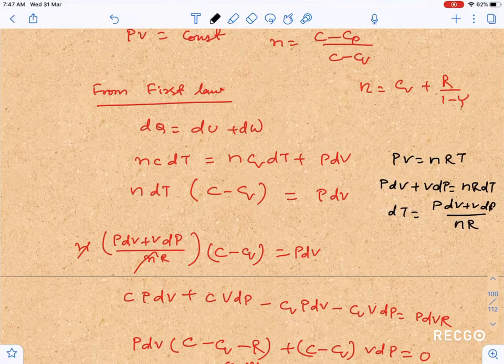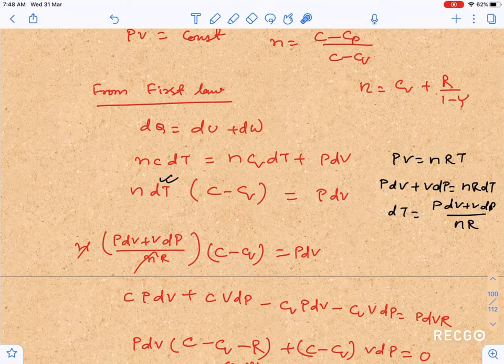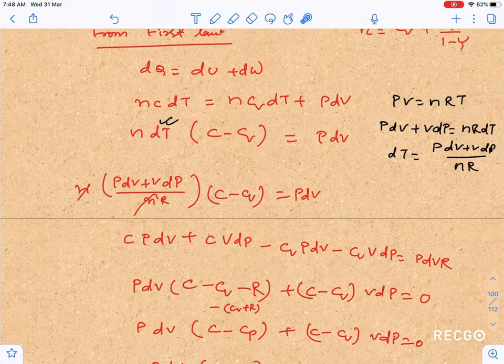That is why I have used this dT as pdV plus Vdp upon nR. So I have written n multiplied by dT, which is pdV plus Vdp upon nR, into C minus Cv. You can see that this n and n get cancelled out. Now I have just taken this term, which is R, to the right, and multiplied this whole term with this term, and written the expression.